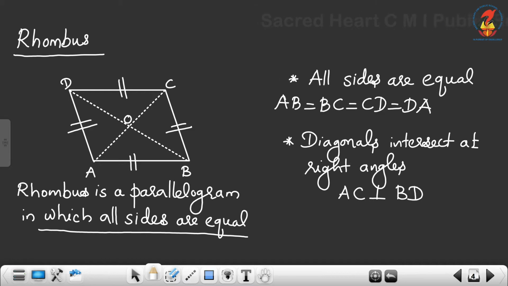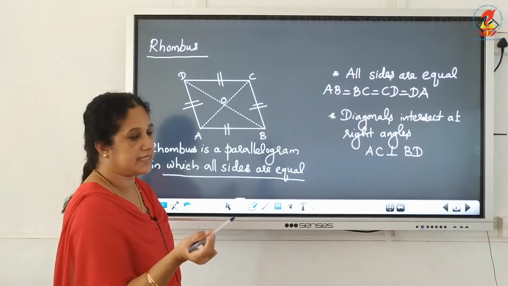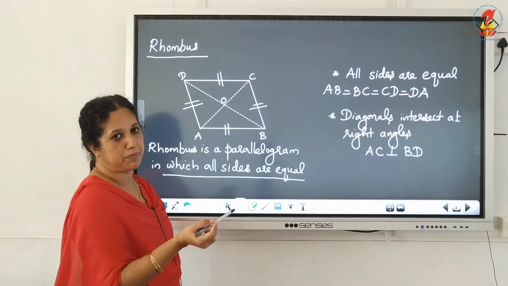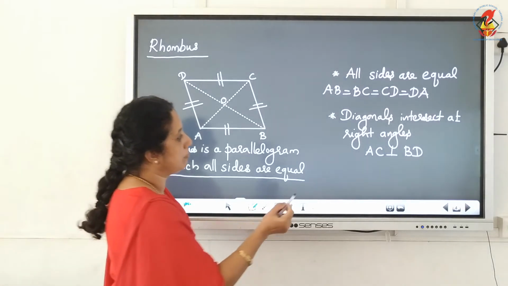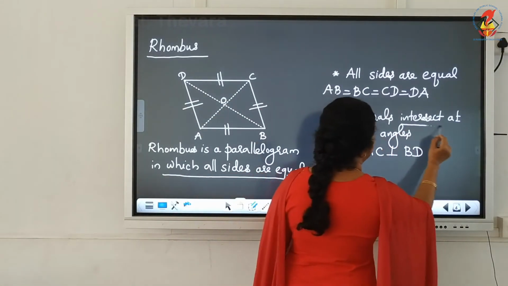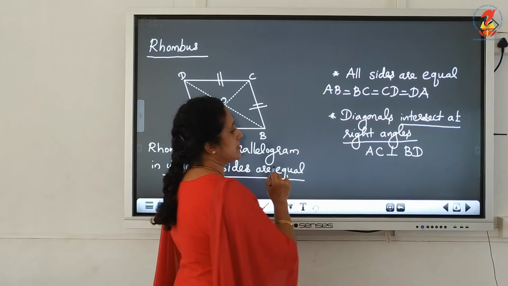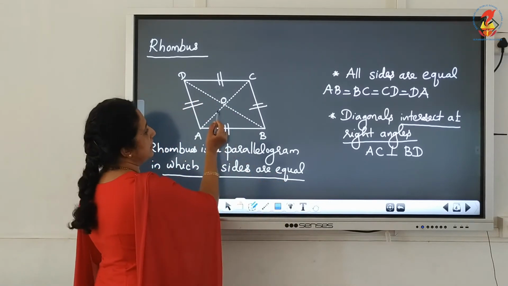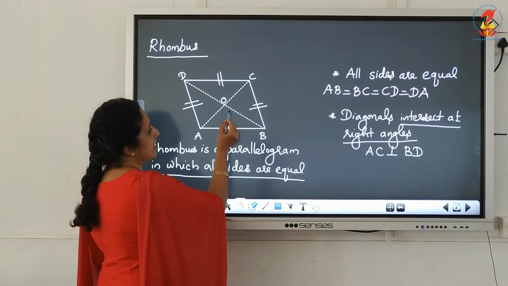Therefore what we can say, diagonals bisect each other. That means the point O divides the diagonals into two equal parts. Then again we have one more property. Diagonals intersect at right angles. That means AC is perpendicular to BD.